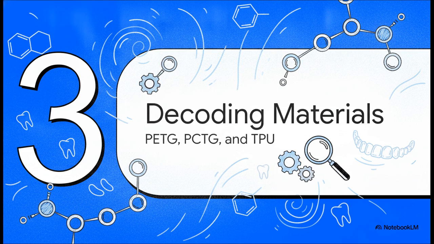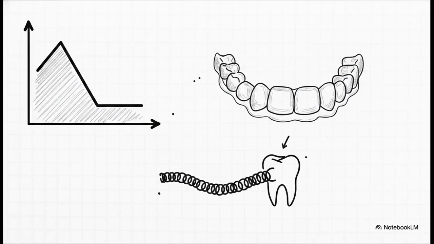Let's take a deep dive into the actual polymers dominating the industry. We're going to start with PETG. This is the industry default material. It's cost-effective, it's everywhere, and it processes predictably. But clinically, it has some pretty severe limitations. It really only offers moderate dimensional stability. But the biggest issue by far is that it suffers from rapid force decay.